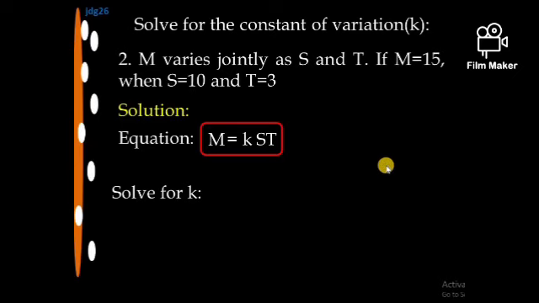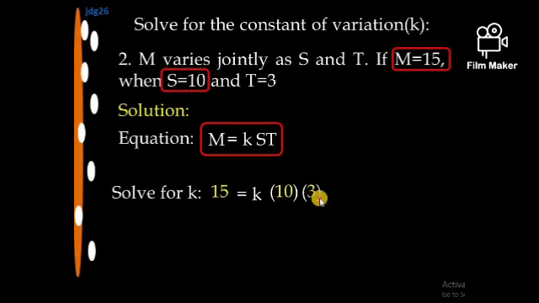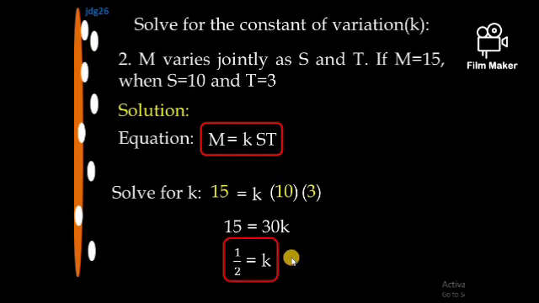So, katulad ng ginawa natin kanina, magsa-substitute lang tayo ng mga given. Unahin na natin ang 15. This is the value of M. Equals k, and then the value of s times 10 times the value of p, which is 3. And then simplify. We have now 15 is equals to 30k. Saan galing yung 30? 10 times 3. We have 30. And then divide both sides by 30. So we have k is equals to 1/2. And that's it.